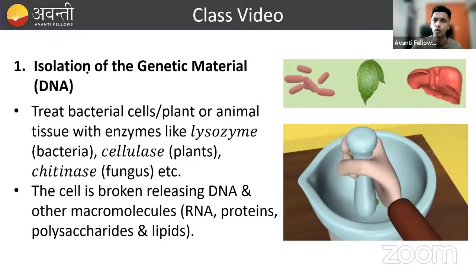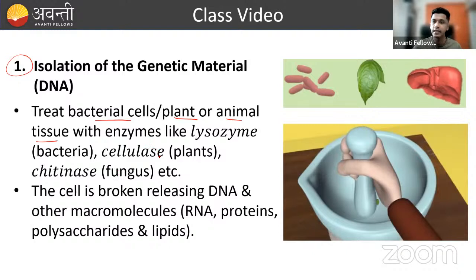So we understood the steps. Let us see the details of the steps. First, when we talk about isolation of genetic material, as I said, you take bacterial cells, plant cells or animal tissue. They all have a lot of cellular organelles, and these organelles are made up of the same biomolecules, like lipids, proteins, or carbohydrates.